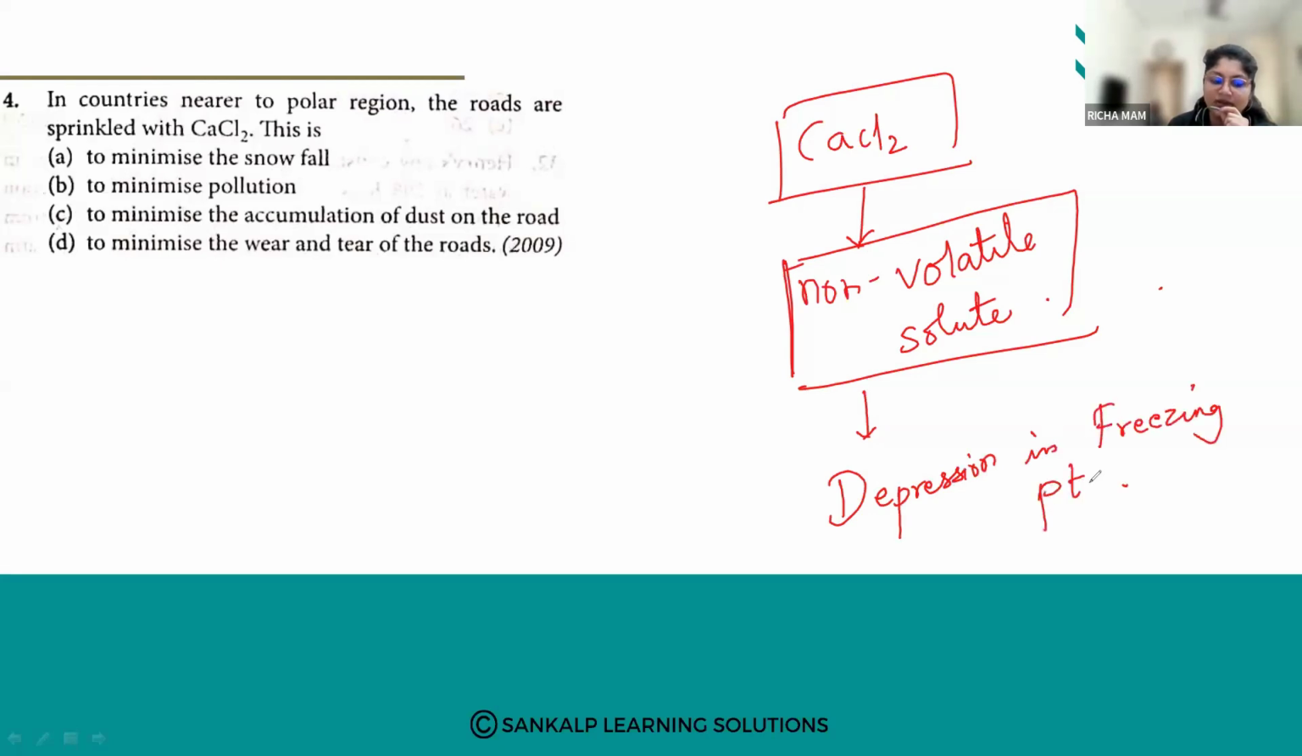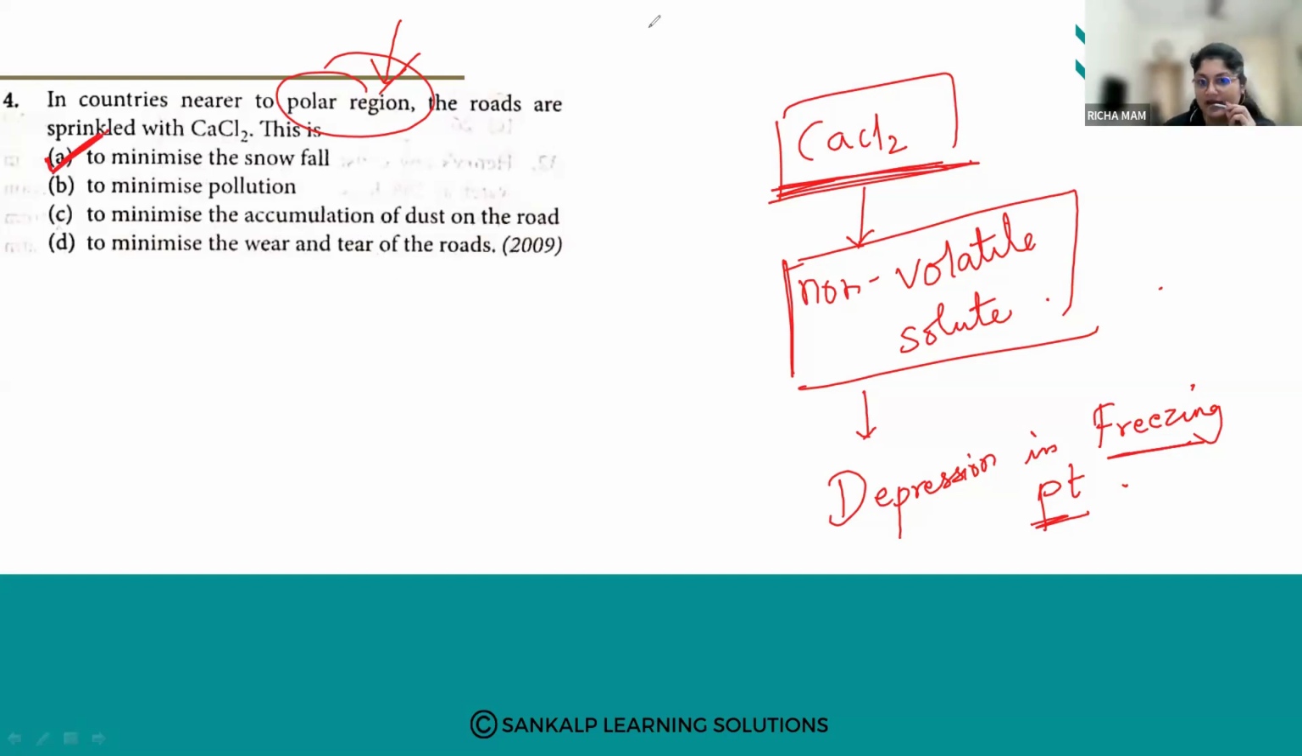In the polar region, the snowfall will be more in that area, right? So if you sprinkle this calcium chloride, the freezing point will be depressed. Because of that, the snowfall will be reduced and it will prevent the blocking of the road. On the road, snow will fall continuously, so the road will get blocked. So the people there sprinkle calcium chloride so that there will be minimization of snowfall on the roads.